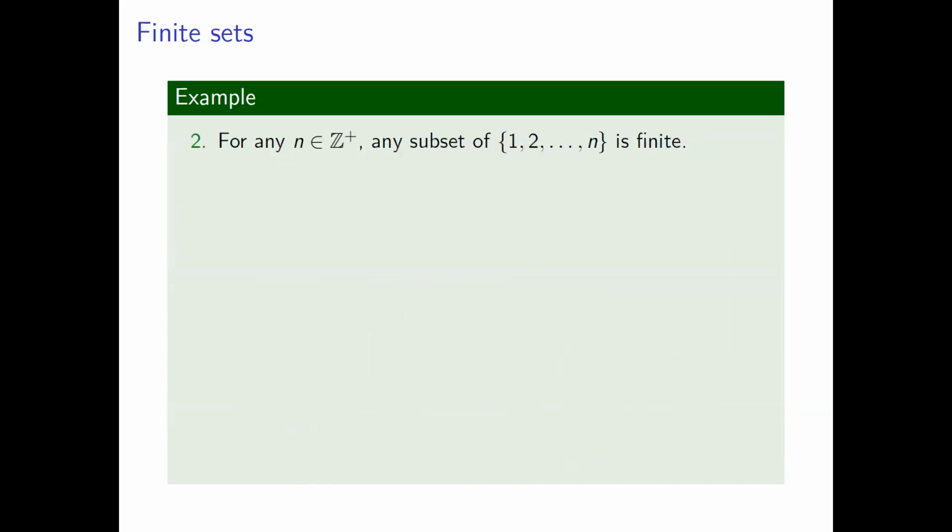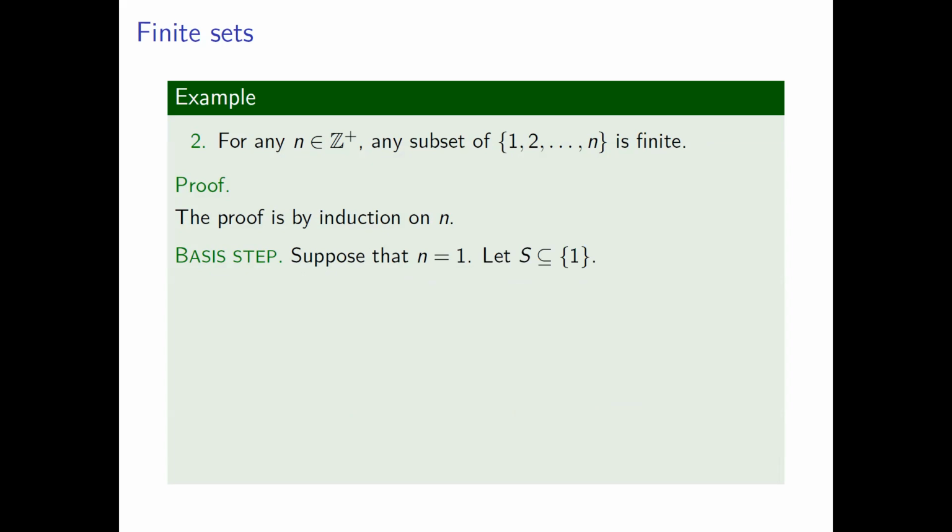Second example: for any positive integer n, any subset of the set of integers from 1 to n is finite. We shall prove this by induction on n. For the basis step, suppose that n equals 1. Let S be a subset of the singleton whose element is 1. There are only two possible subsets S, the null set or the singleton set itself. In both cases, S is finite. Therefore, the result holds for n equals 1, which concludes the basis step.